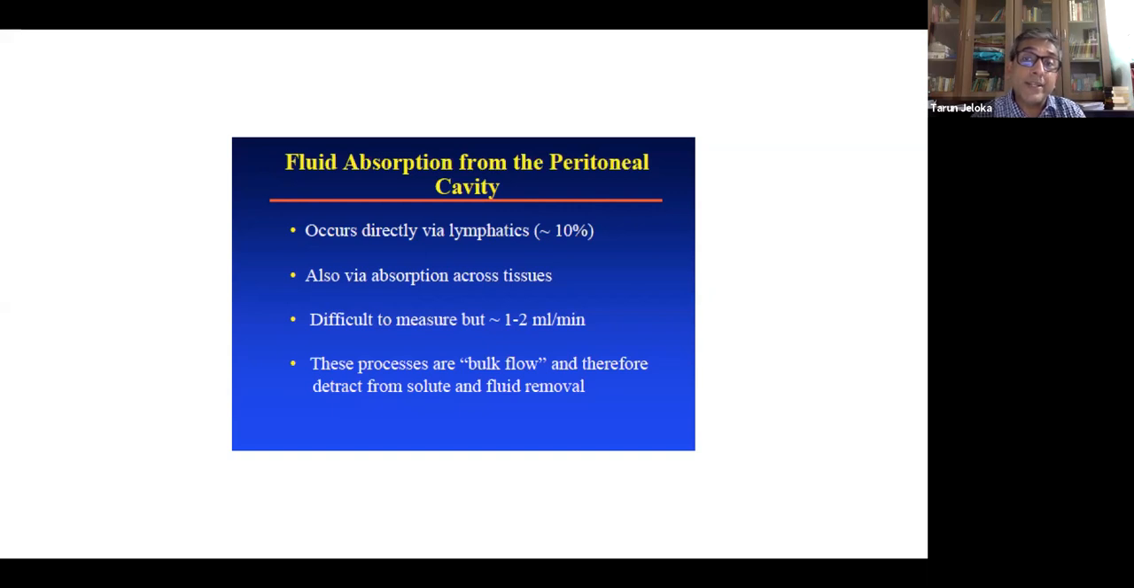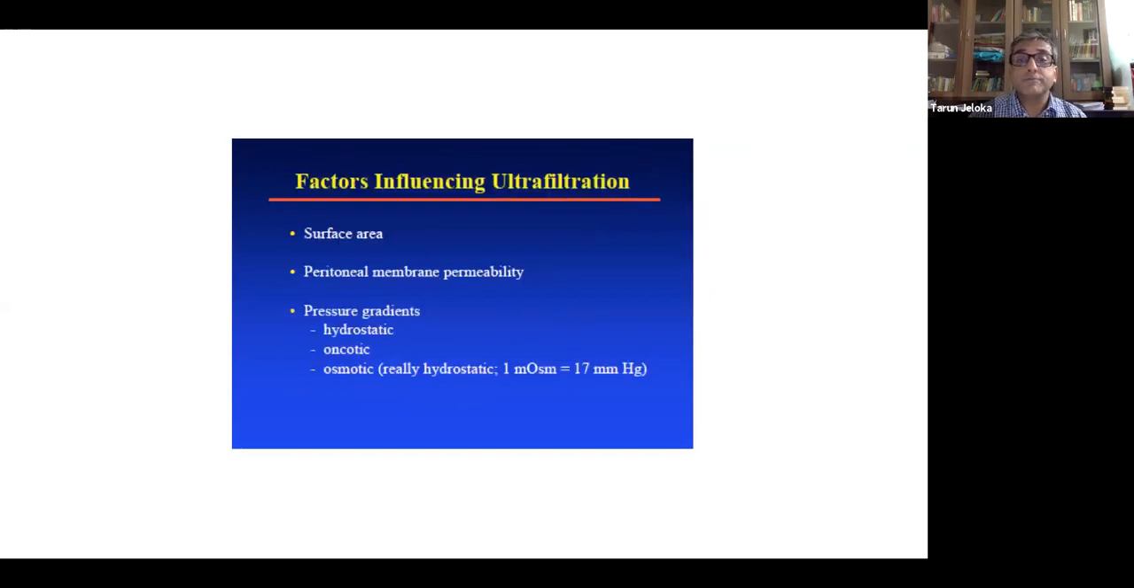So what you are getting as a final ultrafiltration is actually whatever has come into the peritoneal cavity minus what is absorbed. So this is very important. You should remember that there is backflux as well. And what are the factors, like we discussed, factors influencing solute removal? Similarly, there are factors which influence ultrafiltration. Now, surface area and peritoneal membrane permeability we have discussed.